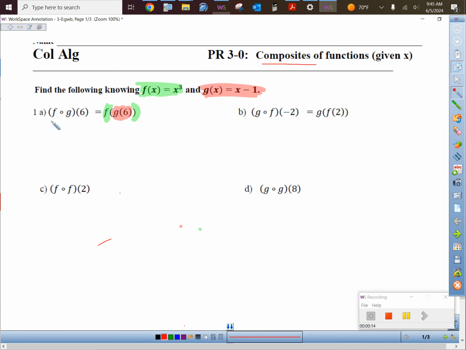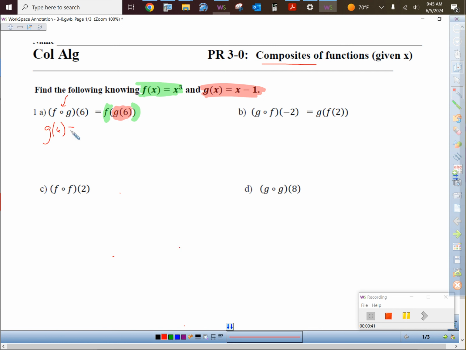They ask us to find f of g of 6. Or in true math talk, it's like f following g of 6. If f is following g, that means g goes first. So you can see they write it with this cool composite symbol right here, or they also do it with parentheses. And since we're trained to work from the inside out, we have to find g of 6 first.